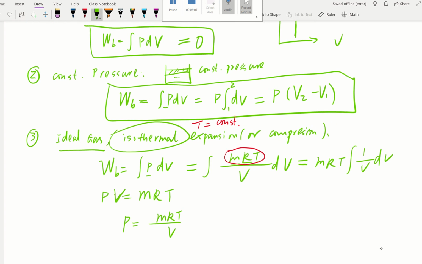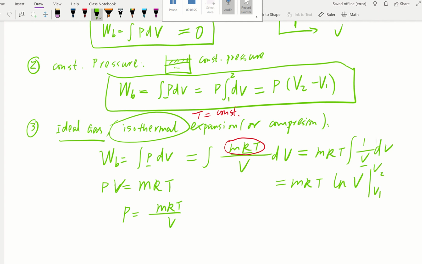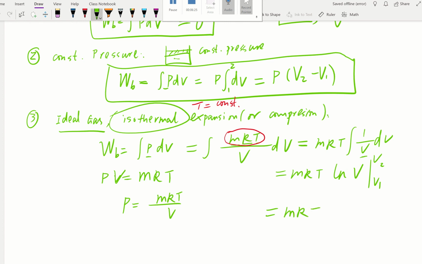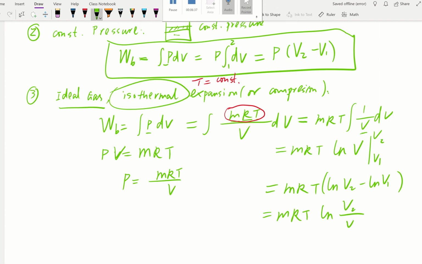Now let's continue to integrate. What's the integration of 1 over V? We know it's natural log V, from V1 to V2. Putting in the upper and lower limits, we have natural log V2 minus natural log V1. Using the natural log operation, that becomes natural log of V2 over V1. That's our boundary work for what conditions? First, it has to be ideal gas. Second, it has to be isothermal.